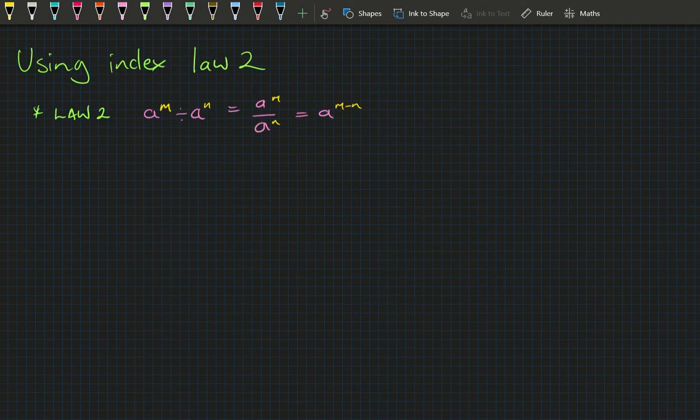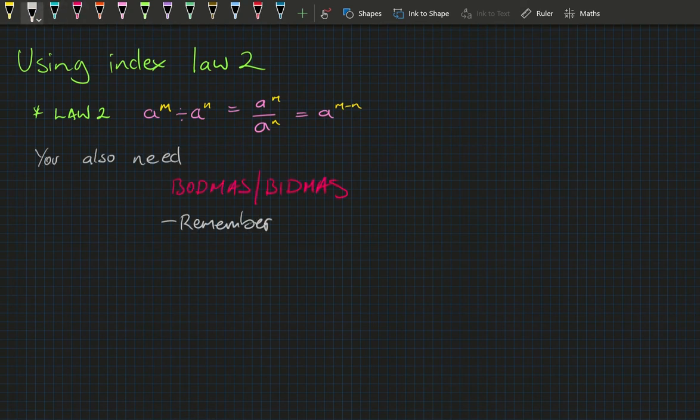Okay, in this section, we're going to be using index law 2. Other than law 2, in the example I do and the pre-learning you do, you only need to watch out for BODMAS and remember to convert a division into a fraction if we need to simplify.